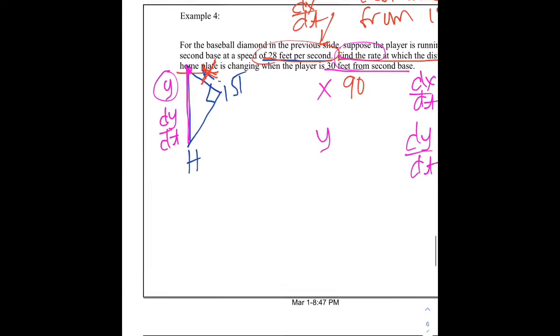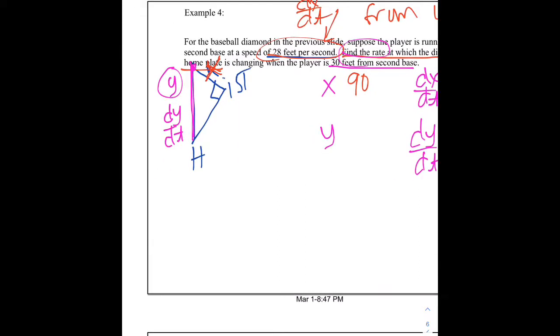All right, so how are we going to find y? Well, you have to be careful about how you set up your Pythagorean theorem. It's not x squared plus y squared equals c squared. Remember, this is 90. That is fixed. I cannot change the distance from home to first base. So you guys, these are the legs of the right triangle. So I have x squared plus 90 squared is equal to y squared.